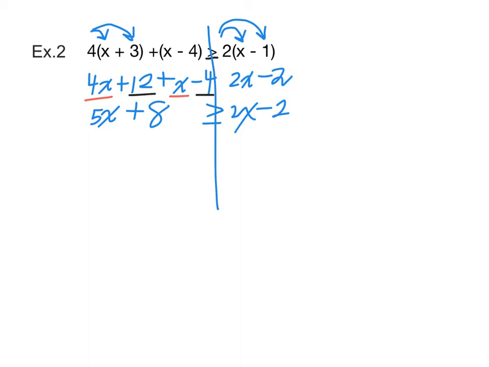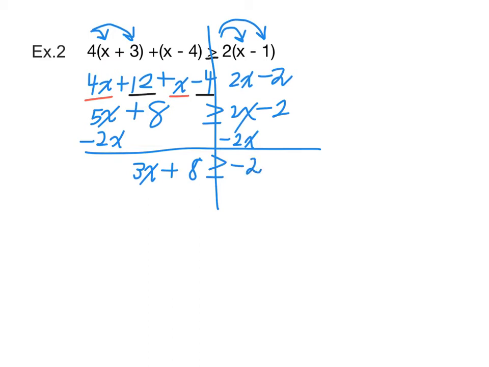Let's move the 2x to the left. In order to do that, though, we're changing sides, so I'm going to have to subtract it. Now I have 3x plus 8 is greater than or equal to negative 2. Let's subtract 8 next. 3x is greater than or equal to negative 10.